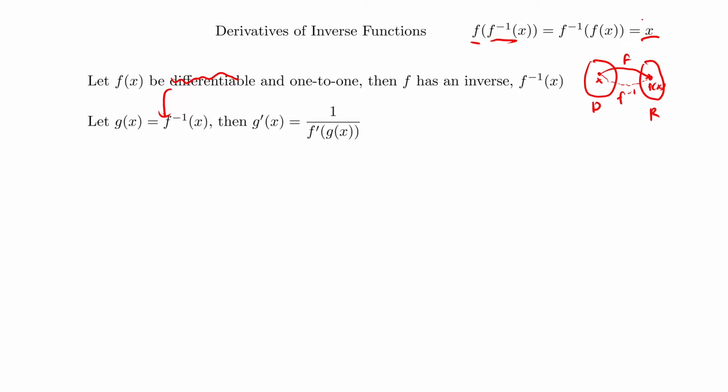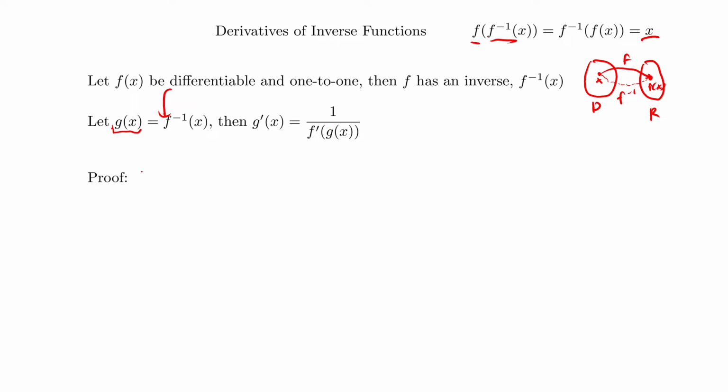So if f is differentiable and it has an inverse, then just for simplicity, we're going to call g of x, in this particular example, the inverse. Then the derivative of the inverse function is going to be 1 over f prime of g of x.